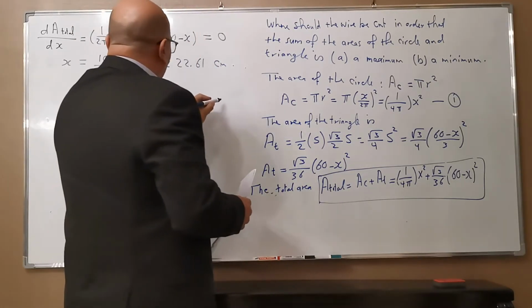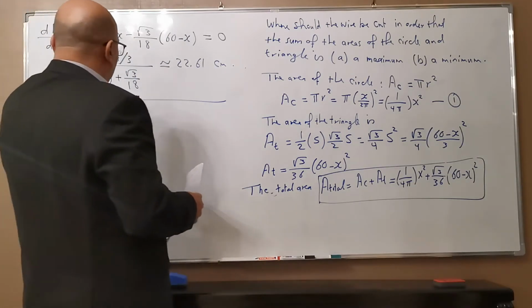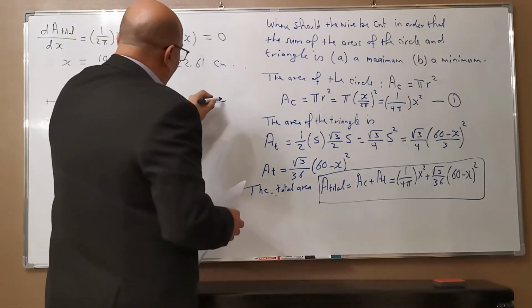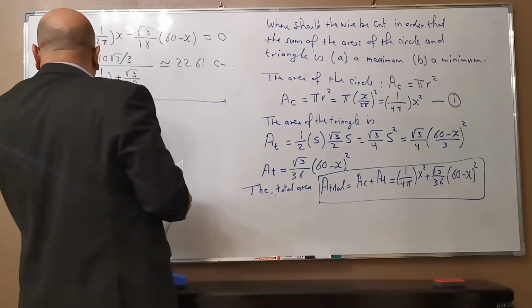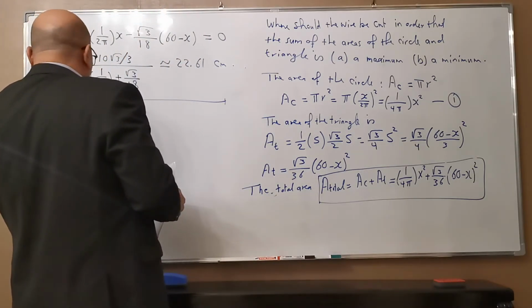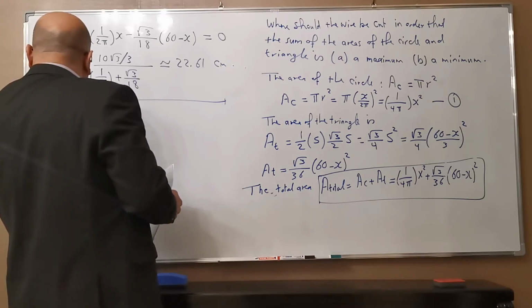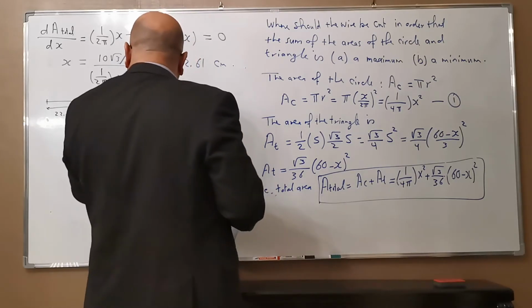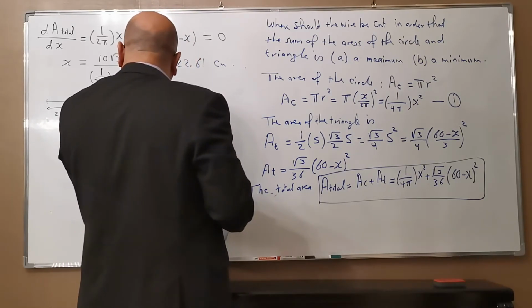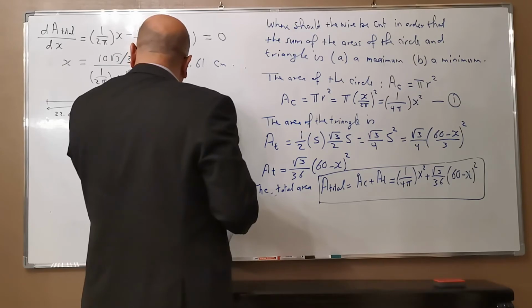So if we go to the wire again, from those 60 centimeters, this one is 22.61 centimeters, and this one here is 60 minus 22.61 centimeters.